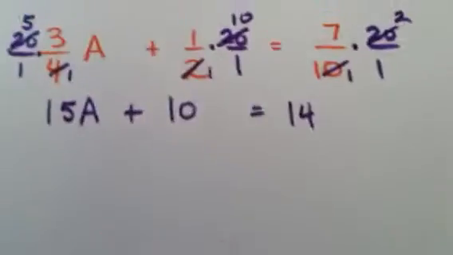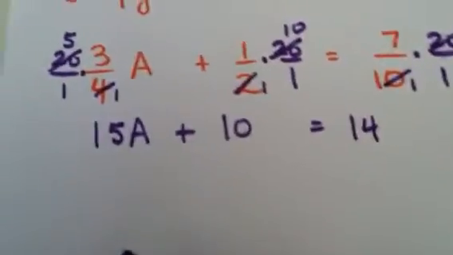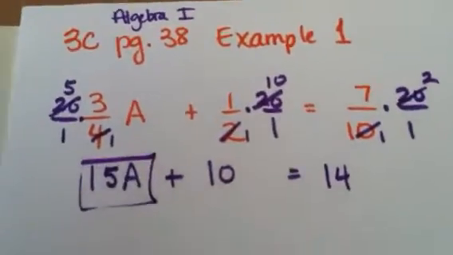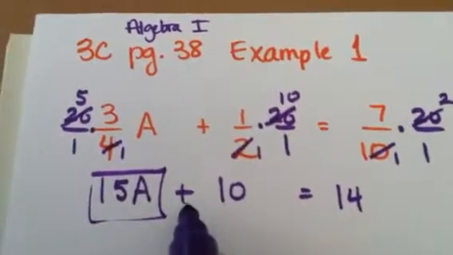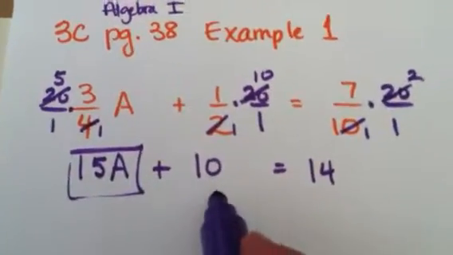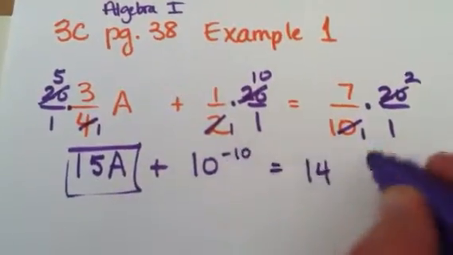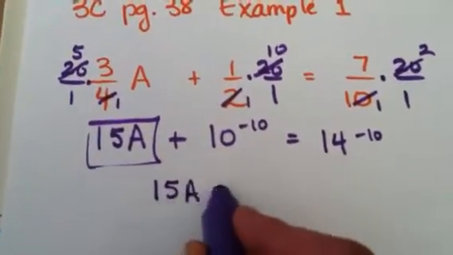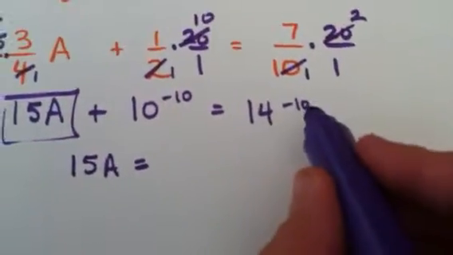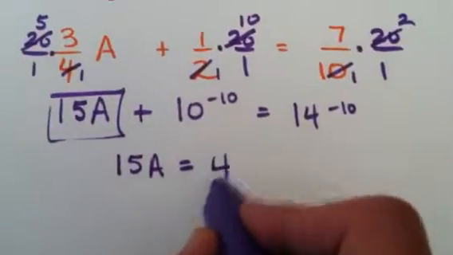Now we're back to exactly what you already know how to do. You find your variable. You get it all by itself. So we want to get rid of this plus 10. So you think, hey, let's do the opposite. What's the opposite of adding 10? Subtracting 10. So we're going to subtract 10 from both sides. 10 minus 10, that's gone. So I just have 15a. And 14 minus 10 is 4.